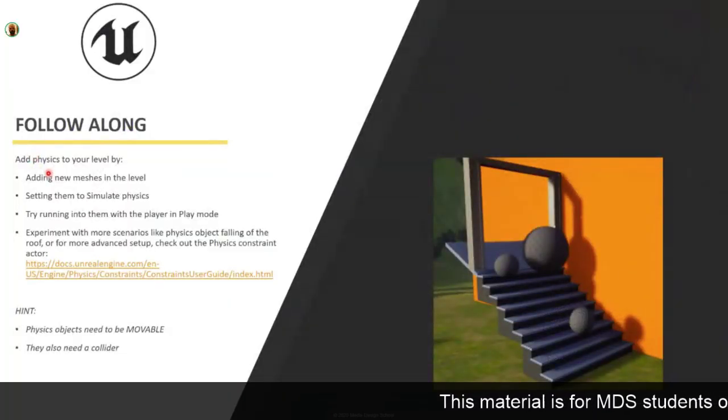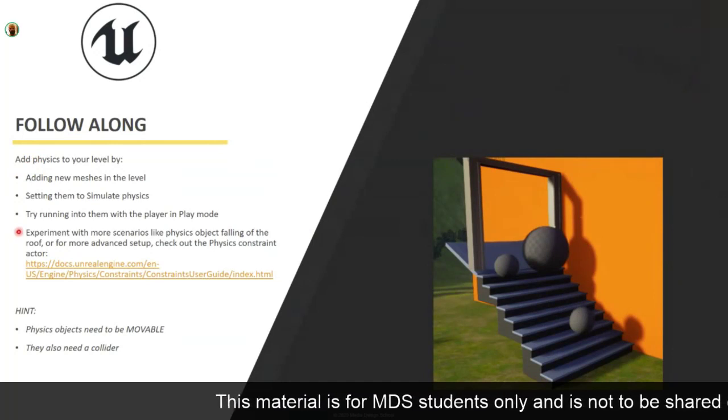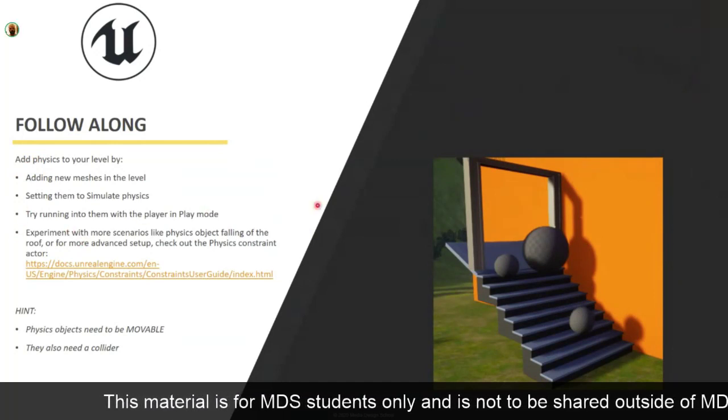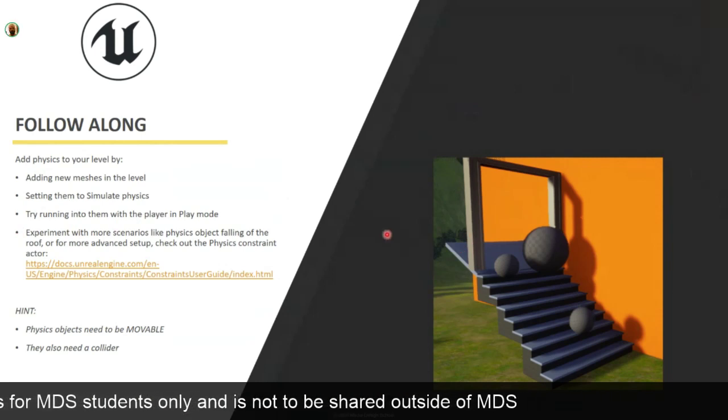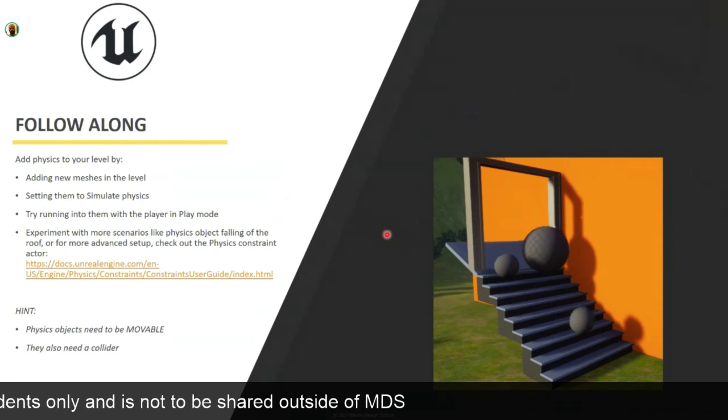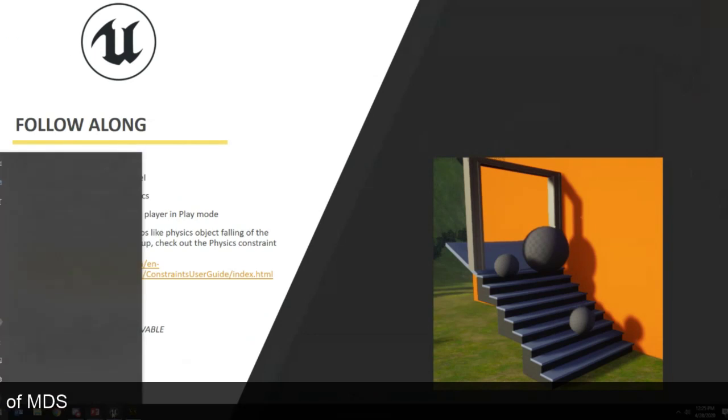And so yeah, let's try that. We have 5 minutes. Let's see if we can do a bit of physics. So we're going to try adding new meshes, having them collide, having them simulate physics, and then see what kind of weird stuff we can do with that. Let's go.